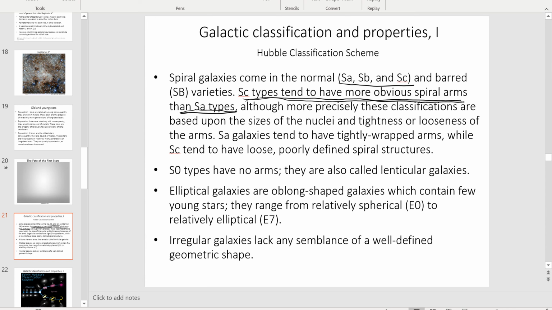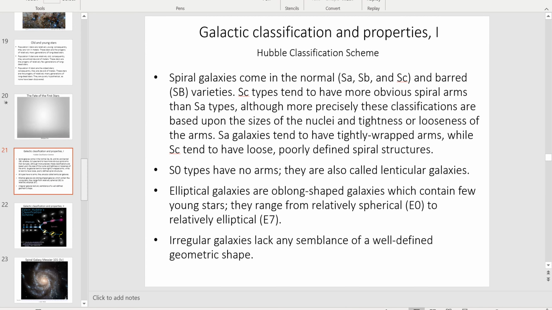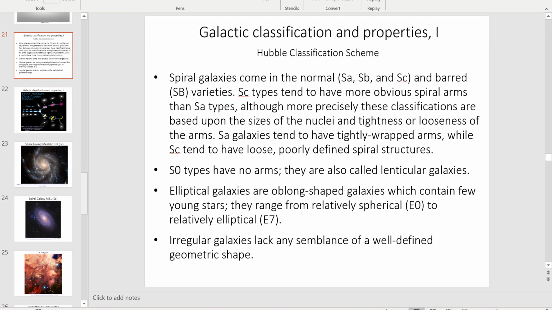More precisely, these classifications really have to do with the tightness or looseness, among other things, of the arms. It's not really about how many arms the galaxies have, but in practice, it's usually about that. SA galaxies tend to have very tightly wrapped arms, and SC galaxies tend to have very loose, poorly defined arms. As I said, in practice, that really means that SC galaxies will look like they have many arms, and in fact, it's often hard to count how many they have.